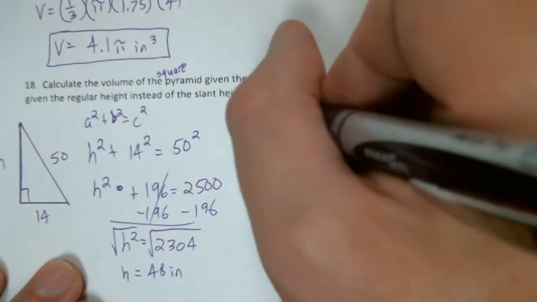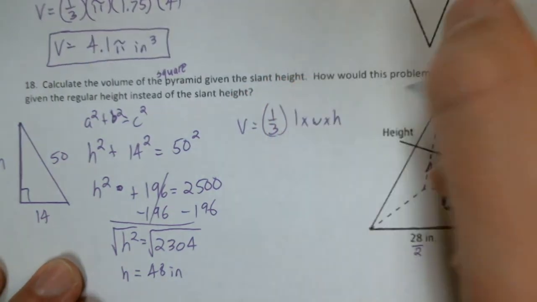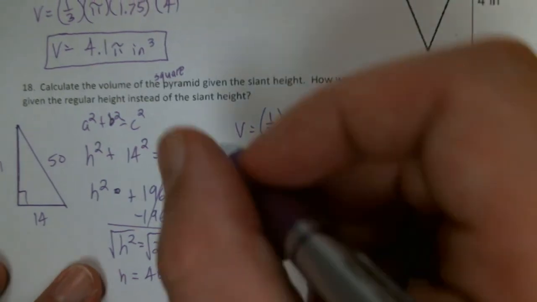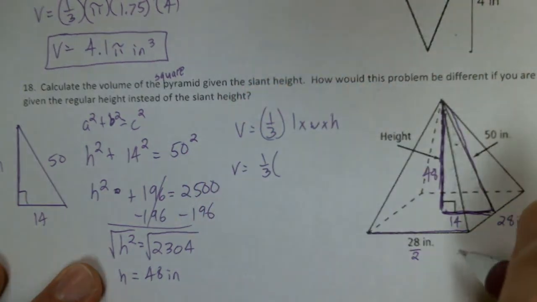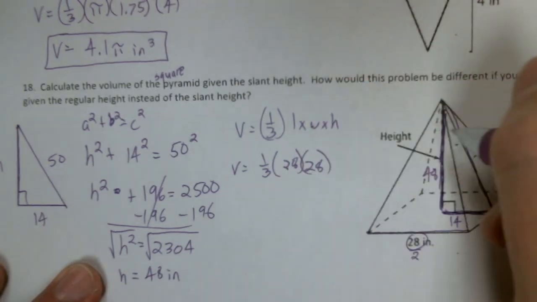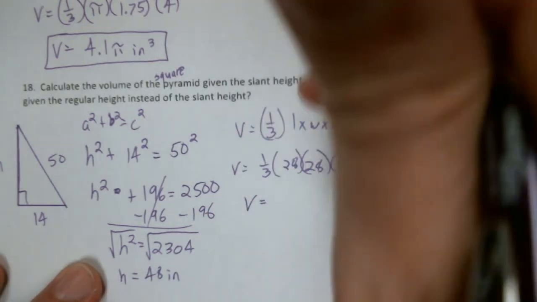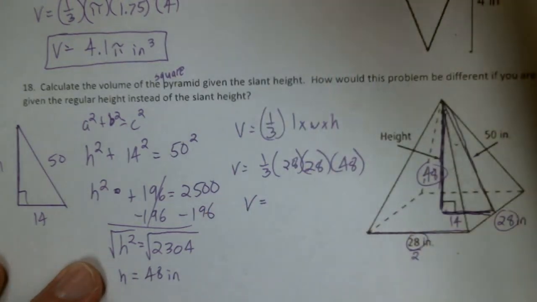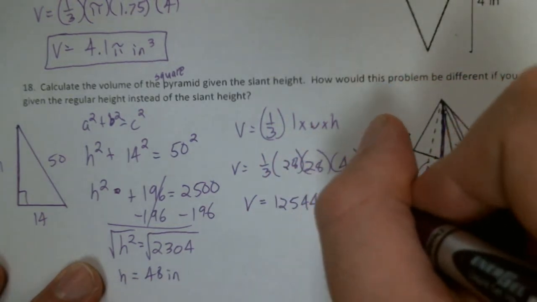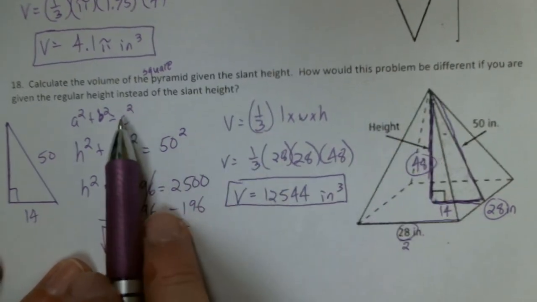Now I just plug it into my volume formula, which is 1/3 times length times width times height. It's basically just a box, length times width times height, but I'm dividing by 3, or I'm multiplying by 1/3. All right, so it's 1/3 times the length, 28, times the width, another 28, times the height, which we just calculated, 48, and that volume comes out to be 12,544 inches cubed.